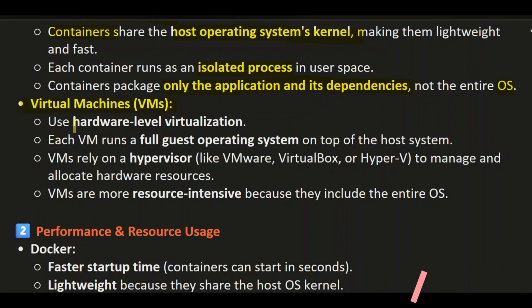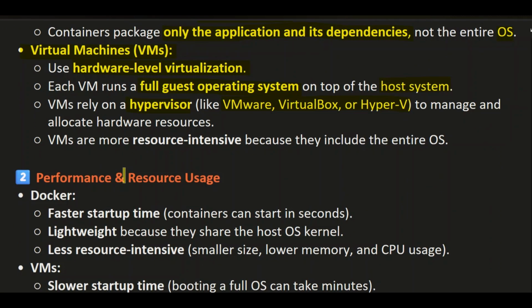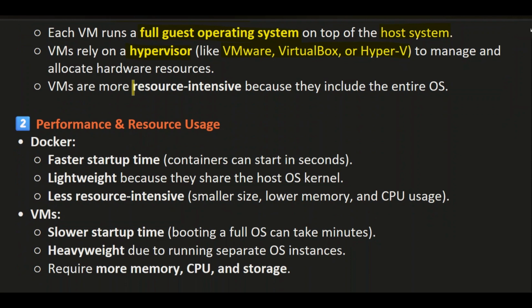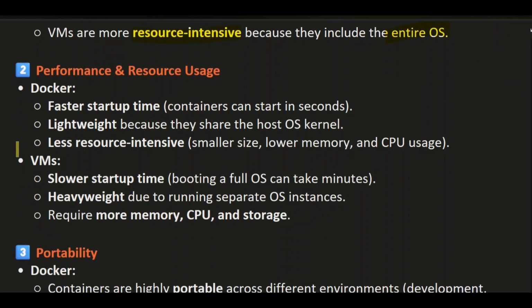Virtual machines, VMs, use hardware-level virtualization. Each VM runs a full guest operating system on top of the host system. VMs rely on a hypervisor, like VMware, VirtualBox, or Hyper-V, to manage and allocate hardware resources. VMs are more resource-intensive because they include the entire OS.